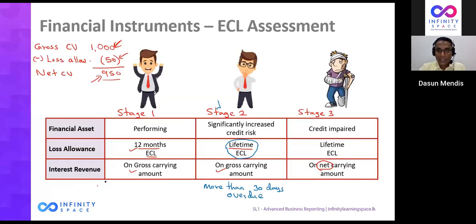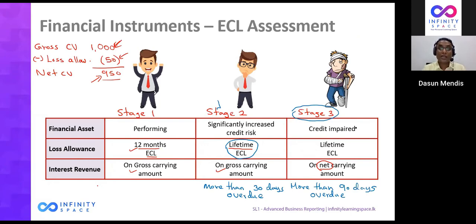Then going back to stage number 3. Similar to stage 2, if a particular loan is more than 90 days overdue, normally you classify the loan into stage 3. You put that under stage 3 normally.